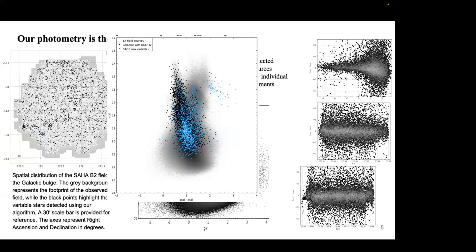Here you will see the finalized variable candidates in the B2 field. Those that are common with the OGLE catalog are shown with the black points, and others that are shown with the blue points are not common with OGLE. They are our new discoveries by our algorithm in the B2 field. But I should tell that some of them, the bright ones, are in common with Gaia DR3, but very few of them. Especially the fainter ones are detected as new discoveries.